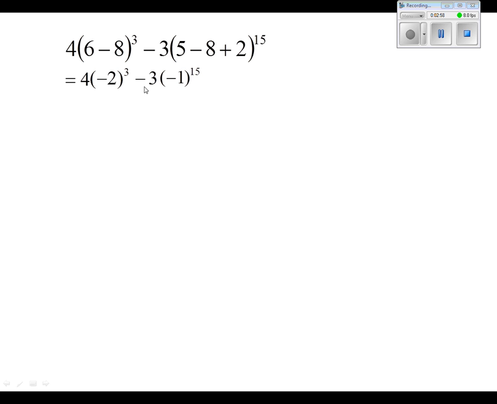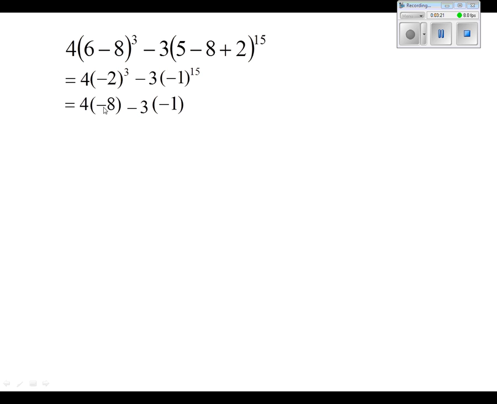Now we do our 2 exponents. So the 4 carries down. -2 to the power of 3 is -8. Then -3 carries down, and then we've got -1 to the power of 15. So when you have an odd number of negatives, your answer will be negative, and -1 to the power of 15 means -1 times -1, 15 times, which is -1 as an answer.